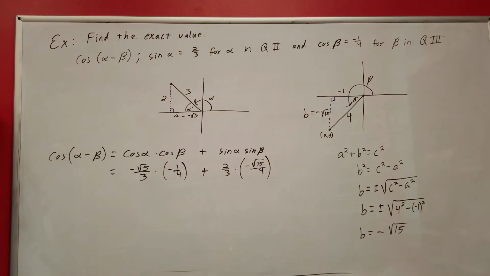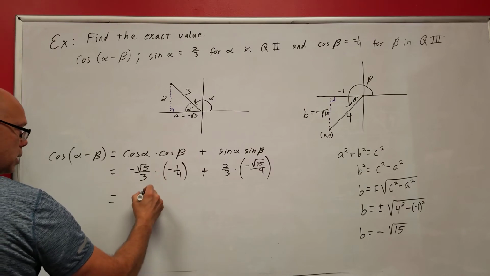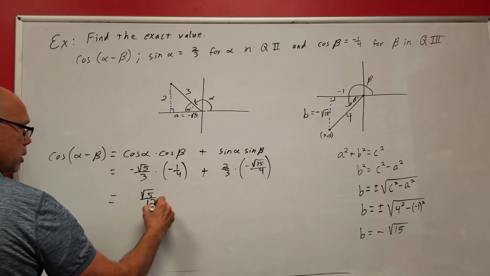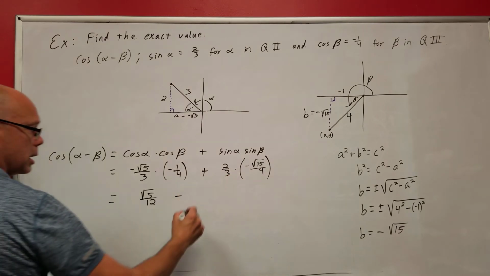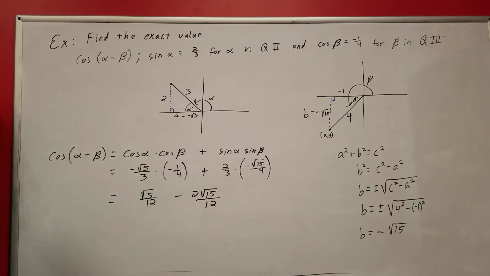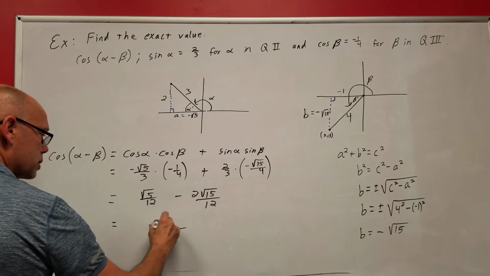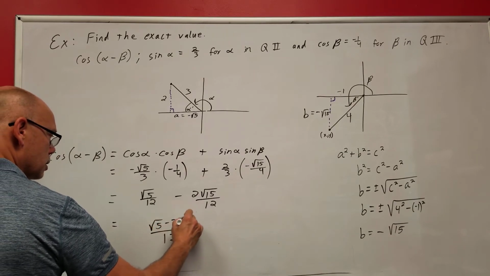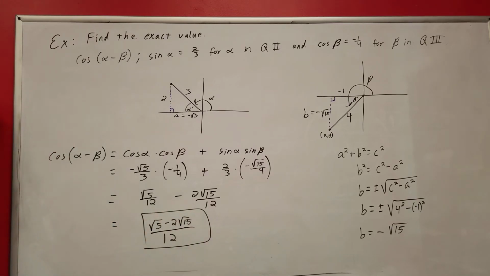Now let's calculate this stuff. Negative times a negative would be positive, and this gives me square root of 5 over 12. Positive times a negative gives me a negative. That gives me 2 square roots of 15 over 12. So what does this give me? Common denominator 12, and I have square root of 5 minus 2 square roots of 15 over 12. And that's really the best I can do there, because I cannot simplify that. I can't break down those radicals or anything else.